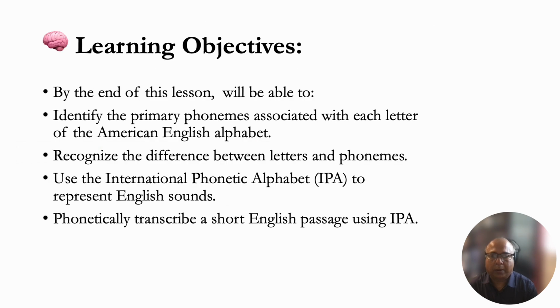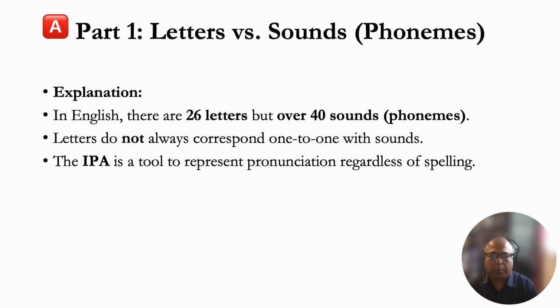So today's objectives are to identify the primary phonemes associated with each letter of the American English alphabet. We will also learn how to recognize the difference between letters and phonemes. We will use the International Phonetic Alphabet, also called IPA, to represent English sounds. And there will be a short passage I'll ask you to phonetically transcribe, so you will understand better how letters are represented by sounds. Okay, so let's start. Part 1, letters versus sounds.